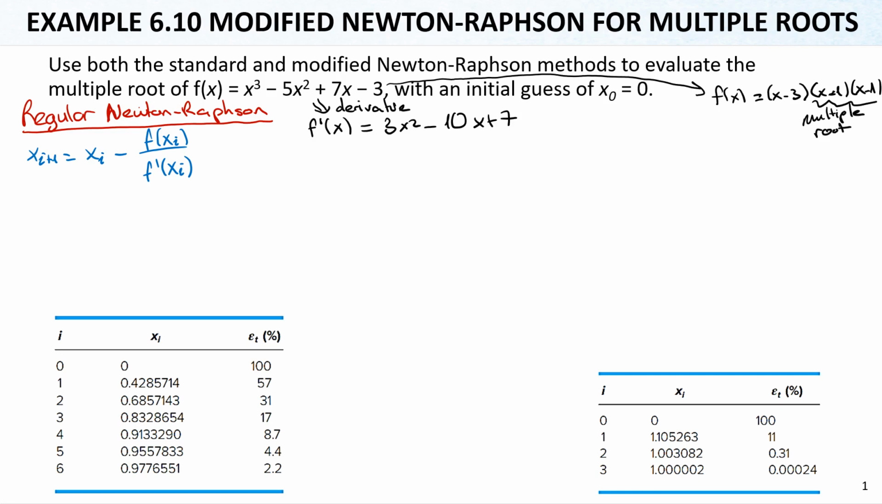We can easily find the roots here, but we are just making this a practice by assuming that we don't know the roots, and we use the Newton-Raphson. So we got the derivative as well. Let's use them in the formulation here. If we write them, our Newton-Raphson formula for this example becomes x_i minus x cubed minus 5x squared plus 7x minus 3 divided by the derivative, 3x squared minus 10x plus 7.